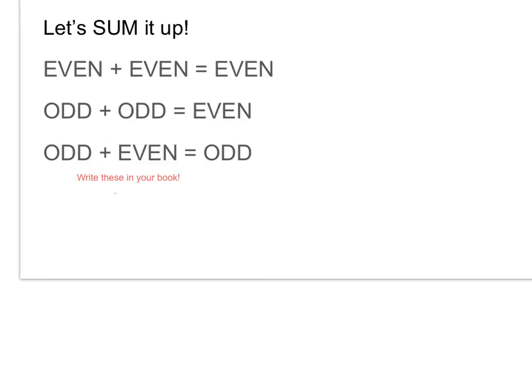Well, it's time to sum up. Even plus even equals even. Odd plus odd equals even. Odd plus even equals odd. Make sure that you write these in your book on page 66.